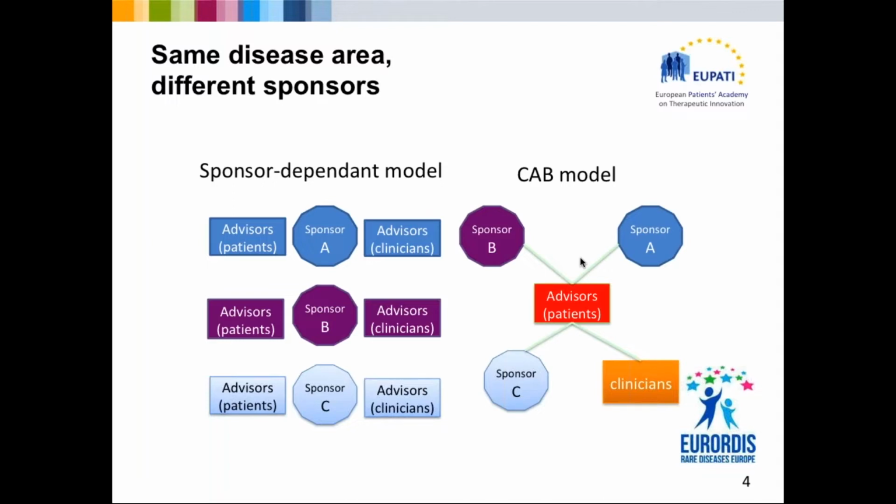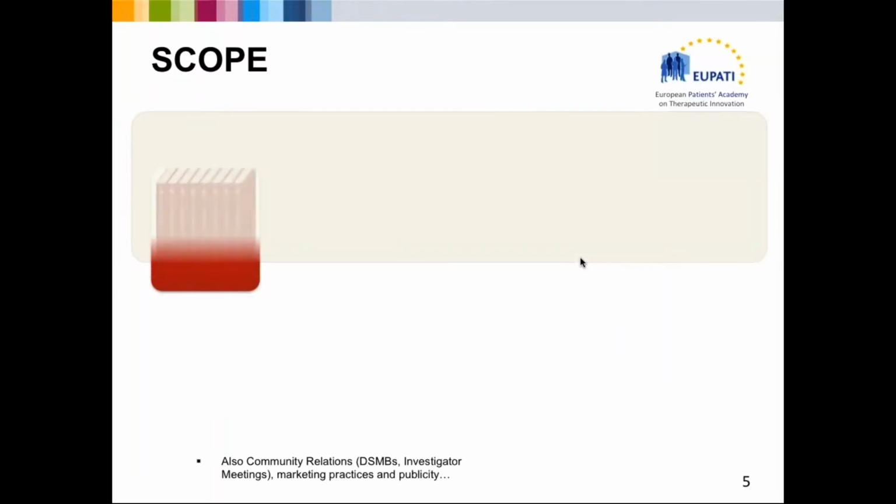So we decided that another way might be possible, where we would be the driving organizers, where the patients would be in the center and the patients would invite the sponsors to come to meetings, and if and when necessary, also other experts like clinicians and experts in different areas.